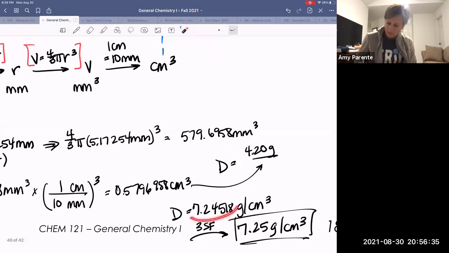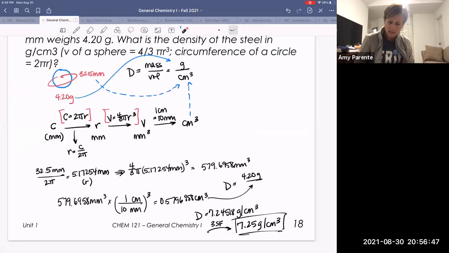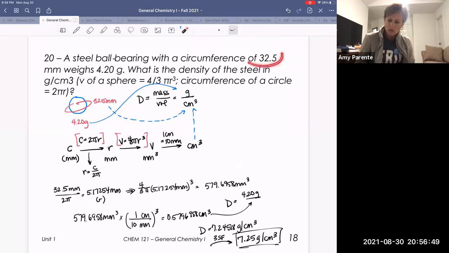Keep carrying things through in my calculator, and it's not till the very end that I'm going to round to 3 significant digits, and I end up with 7.25. And I'm going to just come up here to the top so we can see I've got 2 values that are measured values that each have 3 significant figures. So that's why I have 3 significant figures in my answer.